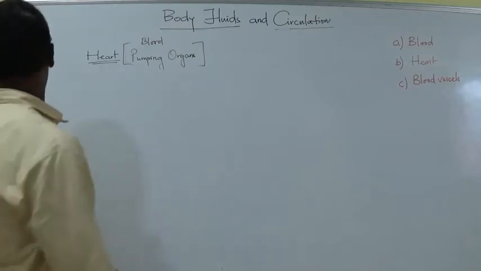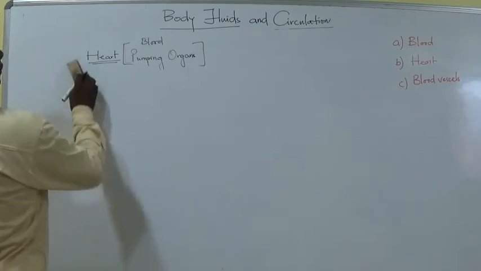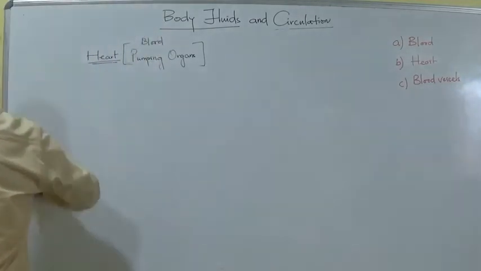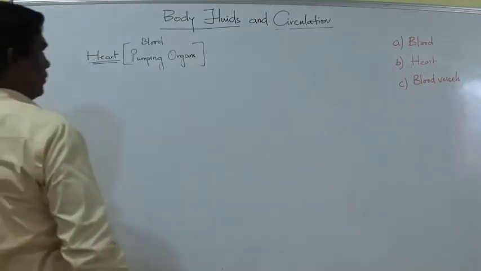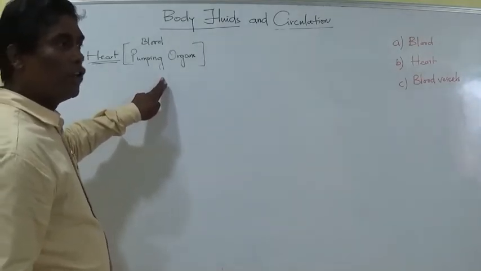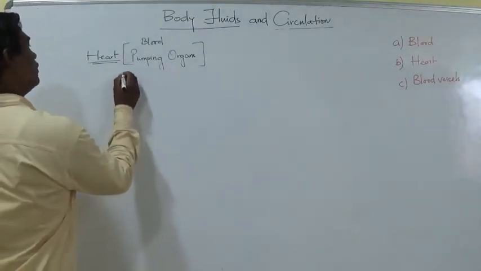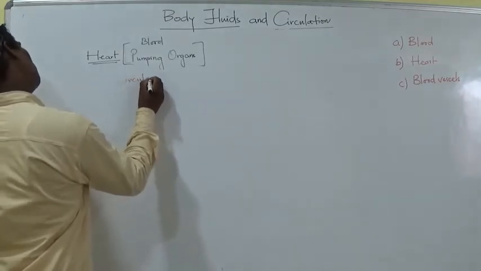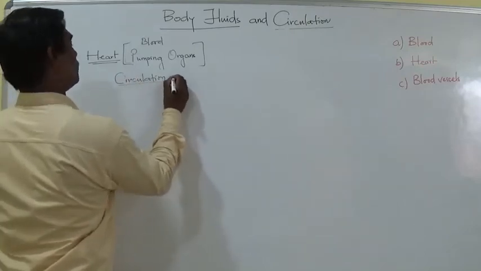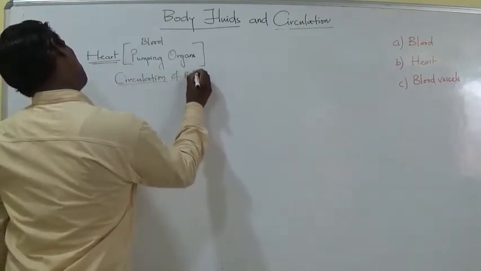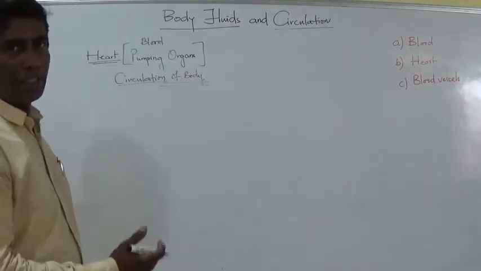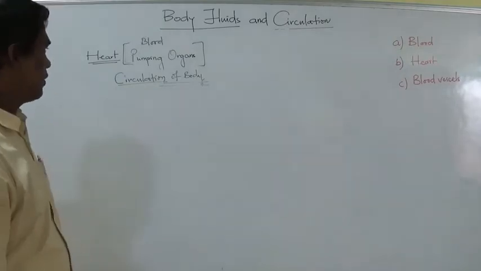So when we go with the third component, the heart, which is a pumping organ, usually helps in circulation of blood.